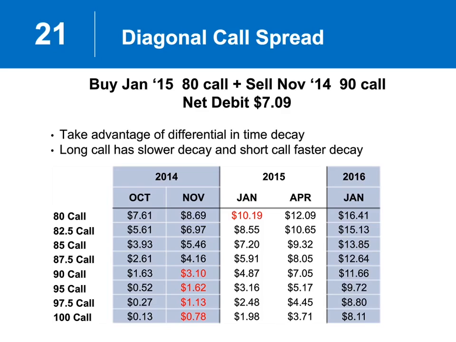So our net debit, if we're paying $10.19 and taking in $3.10, our net debit is $7.09. If I were to enter this order on a spread, I would buy to open 1 January 2015 $80 call, sell to open 1 November 2014 $90 call for a net debit of $7.09. I don't care what the individual prices of the legs are. I just don't want to spend any more than $7.09.